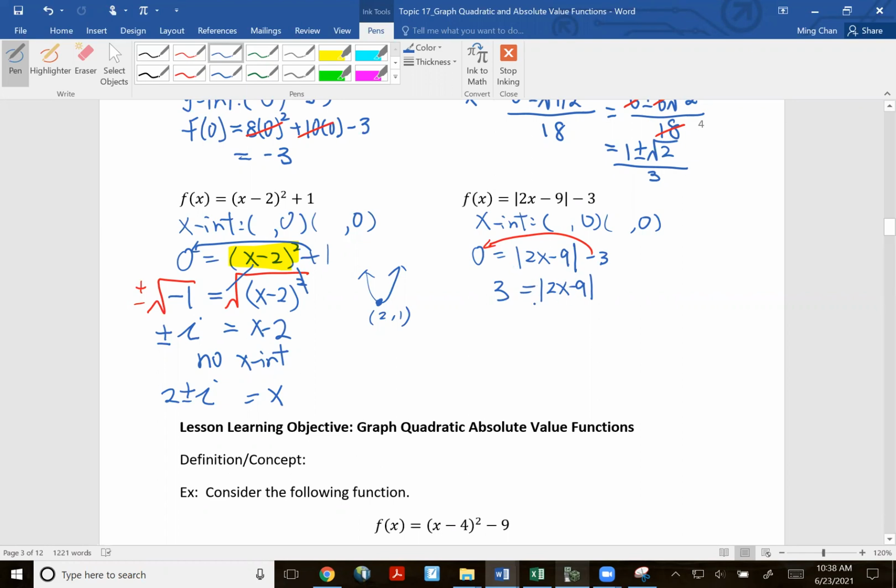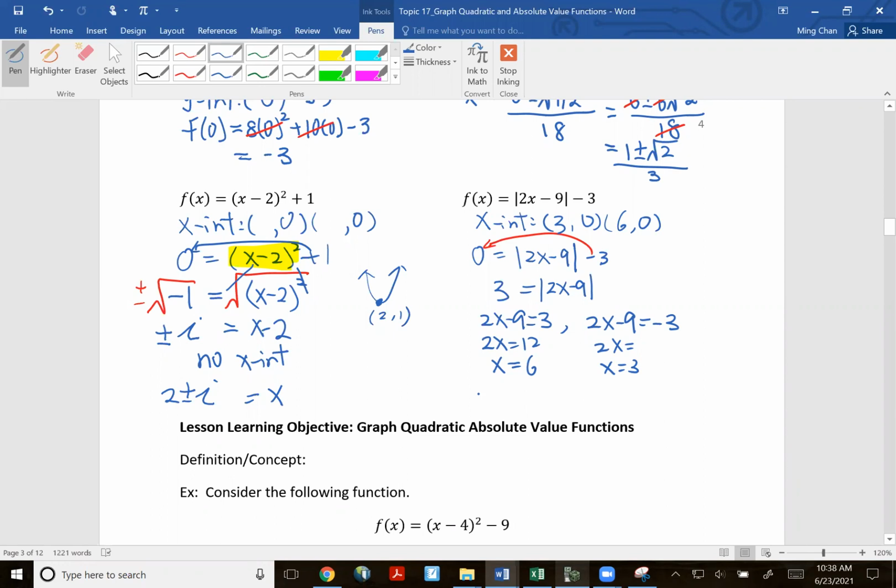All you're going to do is set what's inside the absolute value equal to positive 3. The other equation is to set what's inside the absolute value equal to -3. And you solve for x in both. So 2x equals 12, move the -9 over, x equals 6. For the other, 2x equals 6, I believe, so x equals 3. So (3, 0) and (6, 0) are the two x-intercepts.